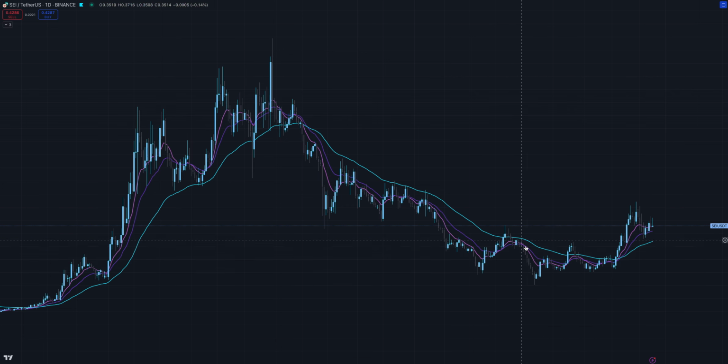And you can see that we still haven't. Okay, maybe we closed above it here, here, but the 10 and the 20 did not cross. And when they did here, then yeah, we have a strong move here. Let's see how much this is. This is like a good 60-70% move.